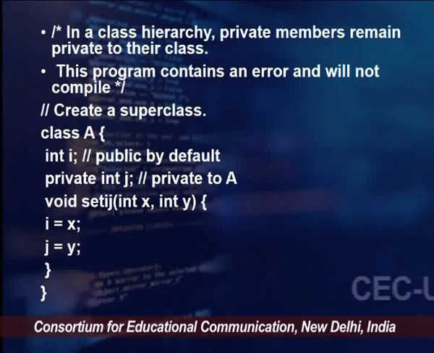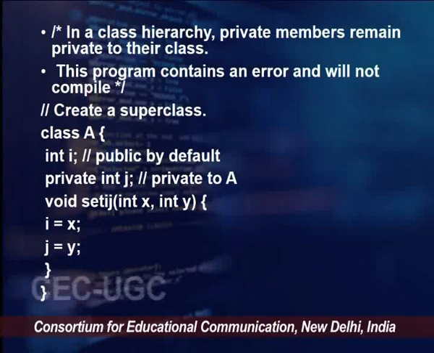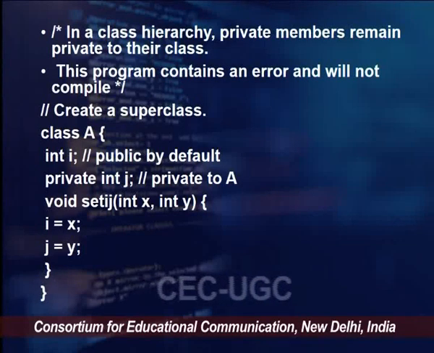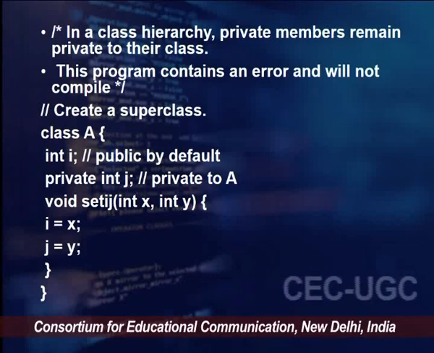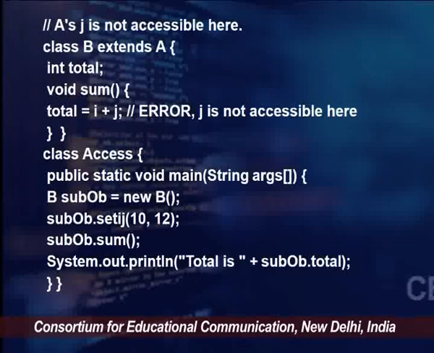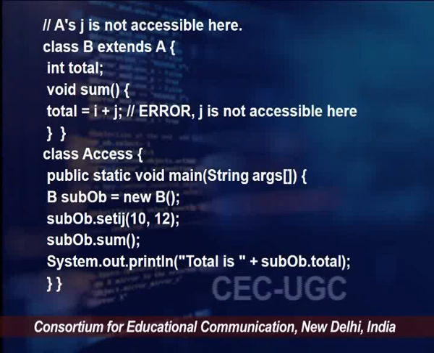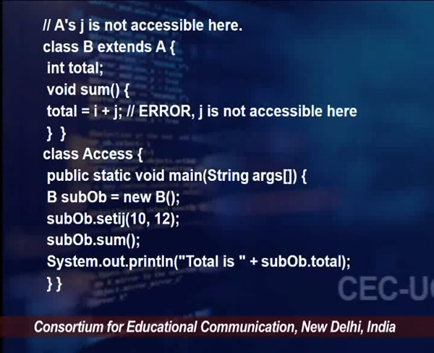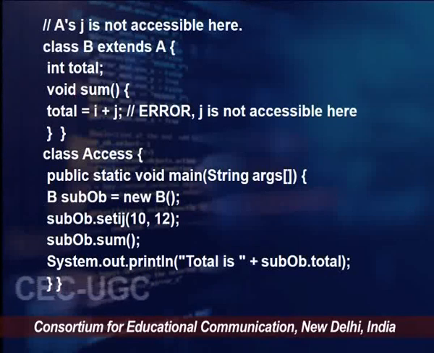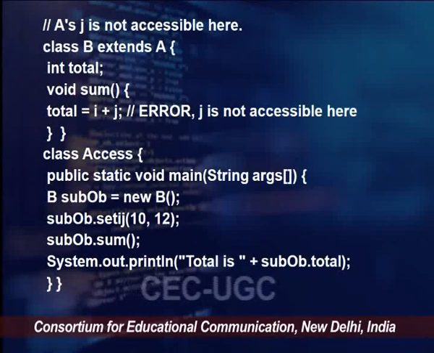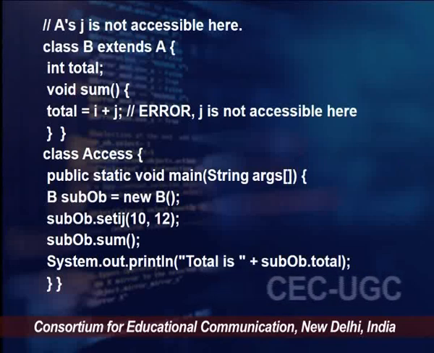When we say it is private, that means it can be accessed only within the class in which it is declared, but B is a class which is different from A. So if we say total is equal to i plus j, that essentially means the sum of i and j will be assigned to the variable total. j is not accessible here, and this statement is going to give us an error.